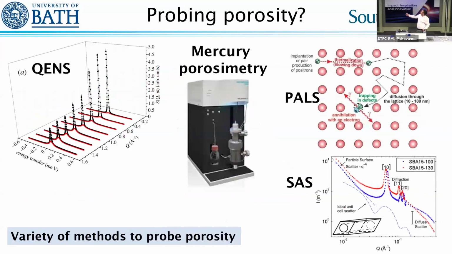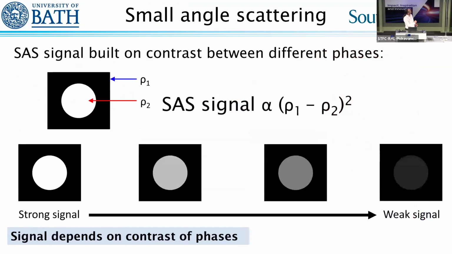Santosh told us about QENS yesterday. Mercury porosimetry is also a possibility, as are positron annihilation lifetime spectroscopy and small angle scattering. We went for small angle scattering because we knew how to do it, and we had a source locally. Also, QENS at ISIS has been down for a number of years, so that wasn't really an option for us, sadly.